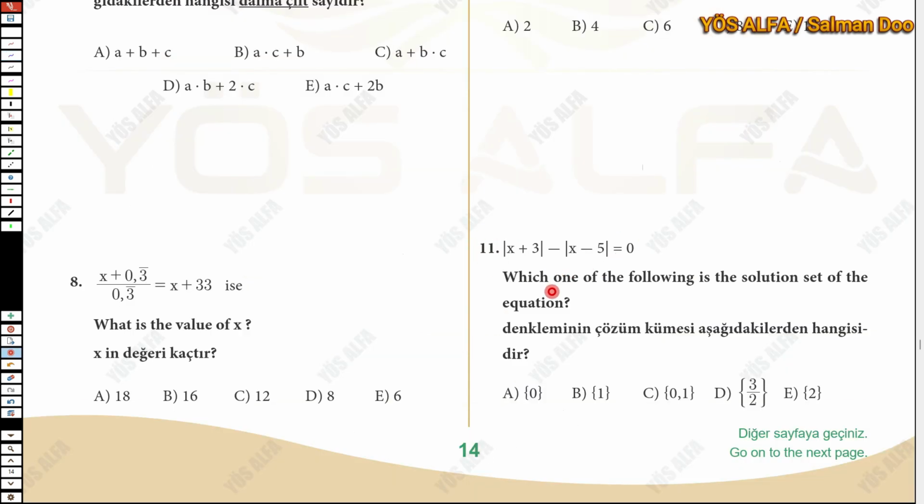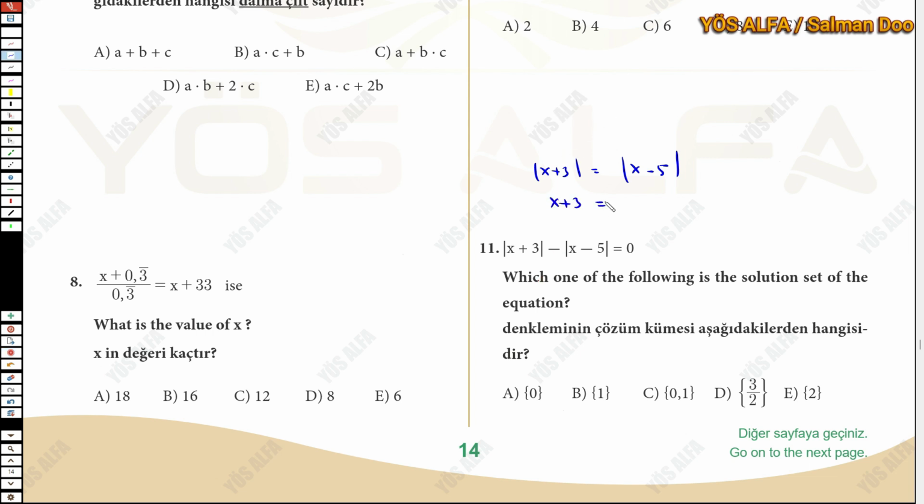11. This equation is given. We are asked to find the solution set. Let's rewrite this expression as absolute value of x plus 3 is equal to absolute value of x minus 5. Both are absolute values. If both are either positive or negative, then x will cancel out each other. We'll have 3 is equal to 5, and there is no solution for that. So in order to have a solution set, the only possible case is one is positive while the other is negative.